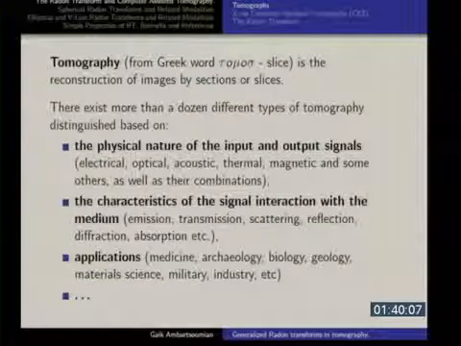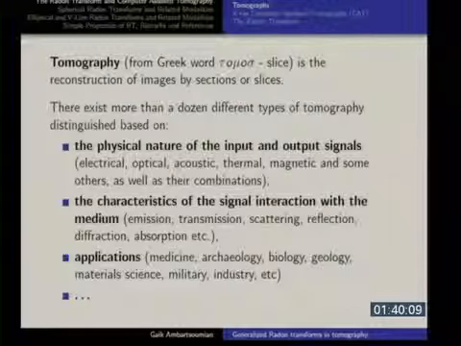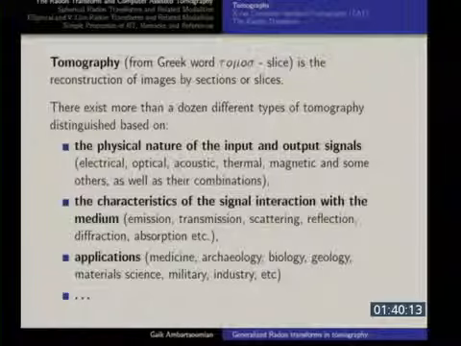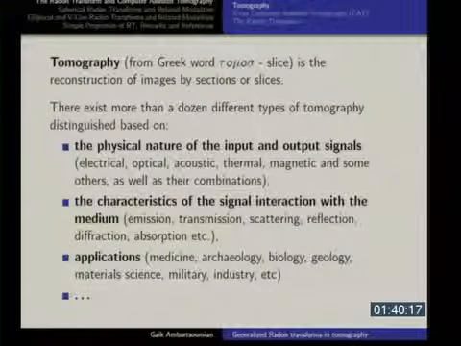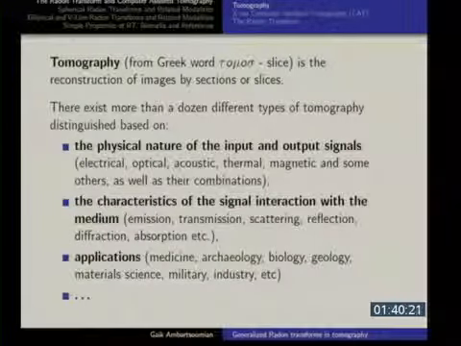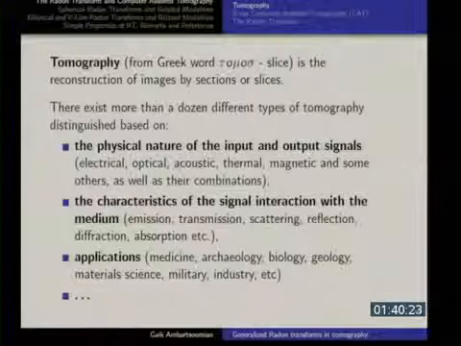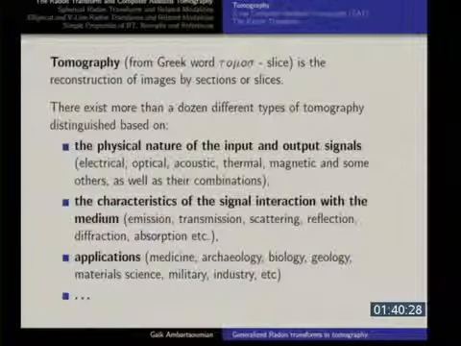People also distinguish tomography based on the interaction of the signal with the medium. In other words, how does the signal go through the body and what part of the signal do you measure? Emission tomography is when you feed the patient a drug that has some radiation, some isotopes, and then the drug goes through the patient, who digests it, and then they put the patient inside the device that measures the radiation that comes from inside the patient.